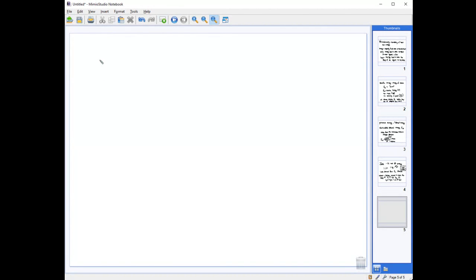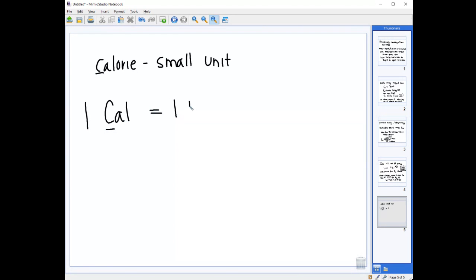Now, a calorie is also a very tiny unit. So a calorie is a small unit. 1 calorie equals 4.184 joules, joules being an even smaller unit than a calorie. So a lot of times we're not going to use little c calorie, we're going to use big C calorie. 1 big C calorie is equal to 1 kilo small c calorie. So that's 1,000 small c calories. So a big C calorie is equal to 1,000 small c calories.